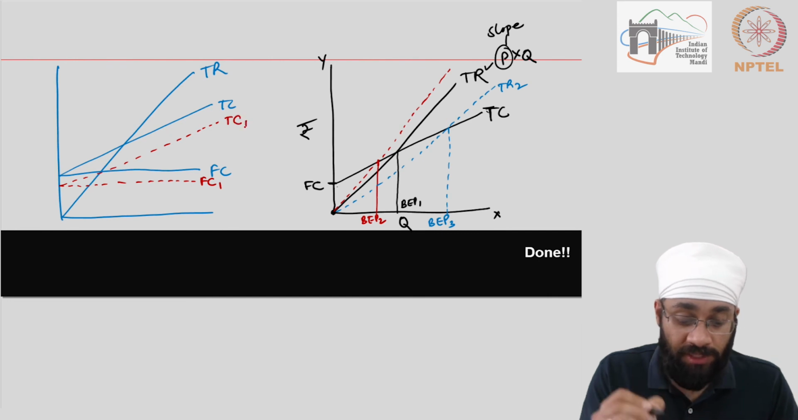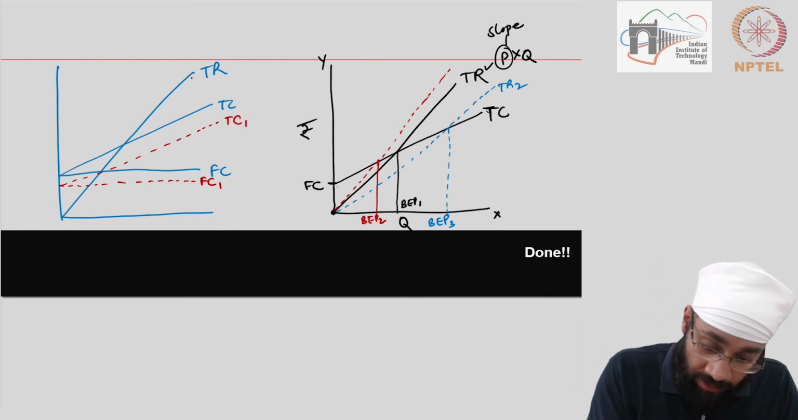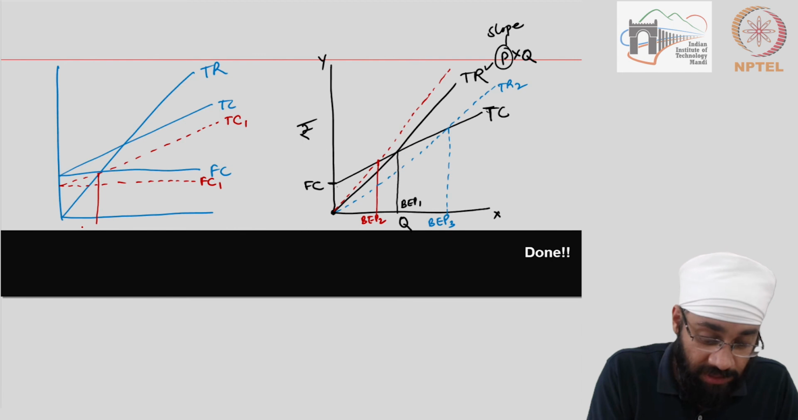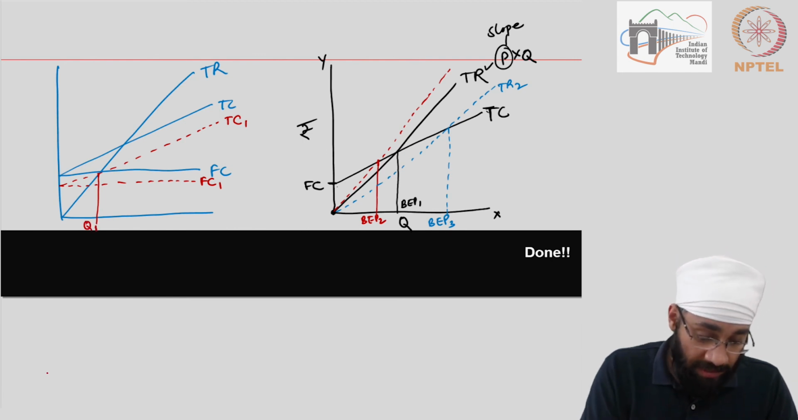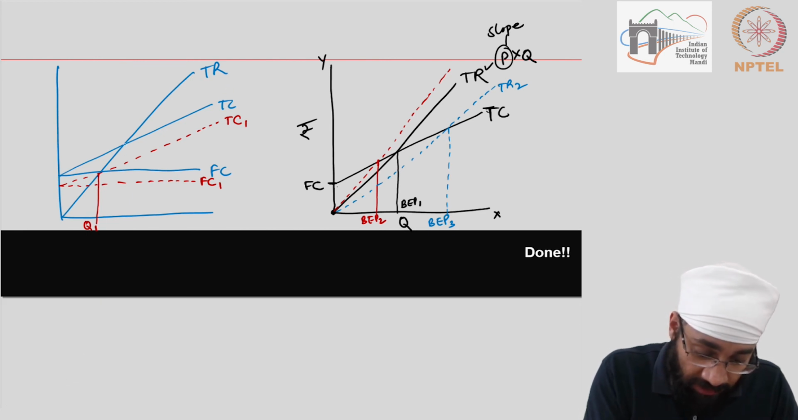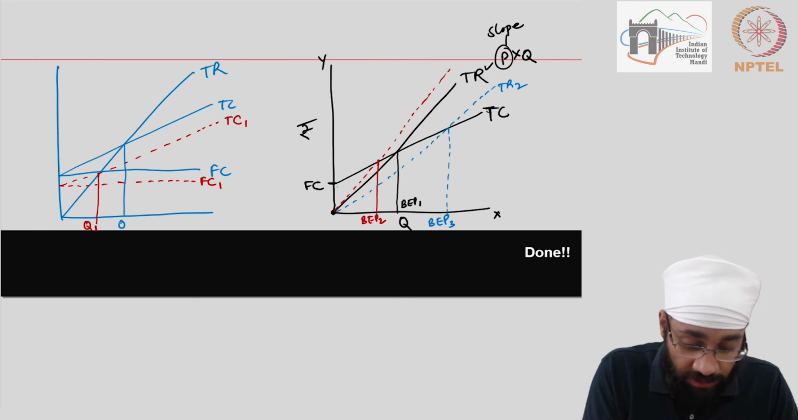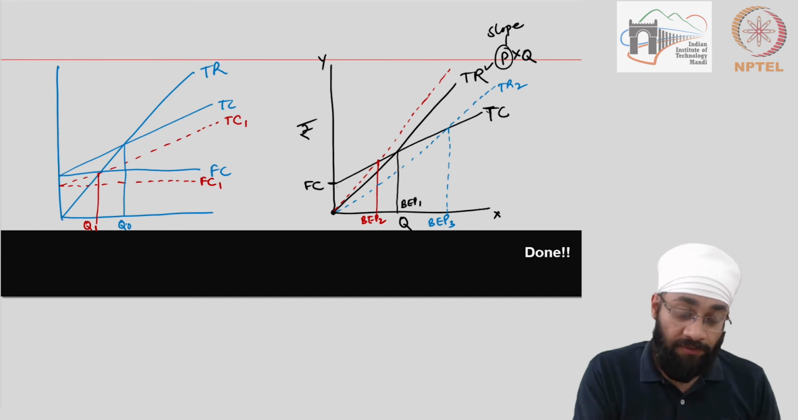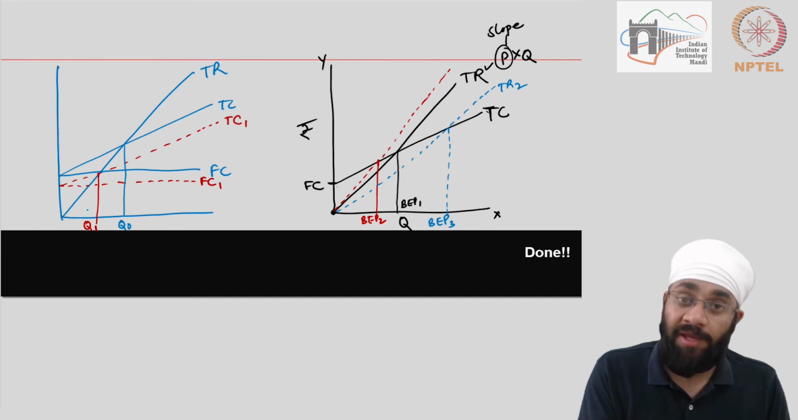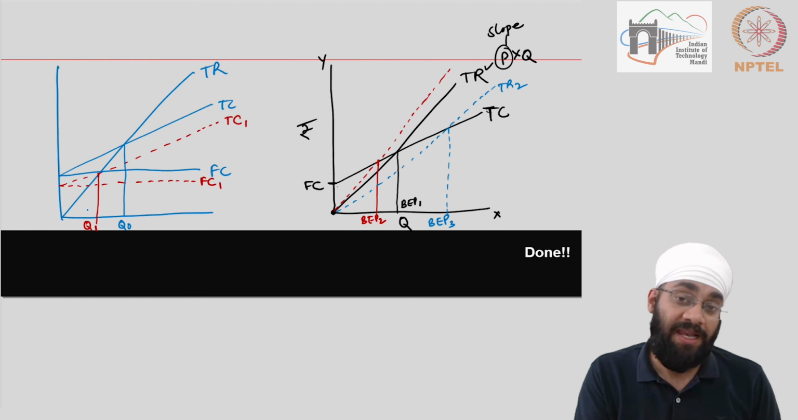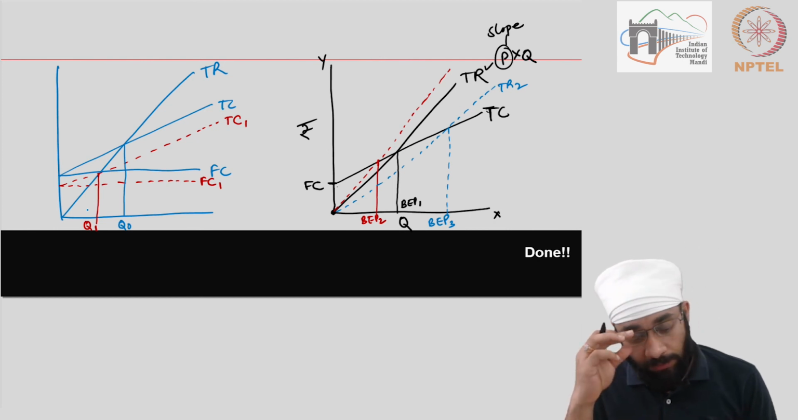So new total cost is this, and therefore this total revenue curve is now going to intersect with the total cost curve here, and this gives you the quantity of break-even point, which is quantity 1. And earlier this intersection was happening here. This was the Q0, let's say. So if fixed cost comes down, the quantity of break-even is also coming down. You need to sell less, produce less in order to break even.